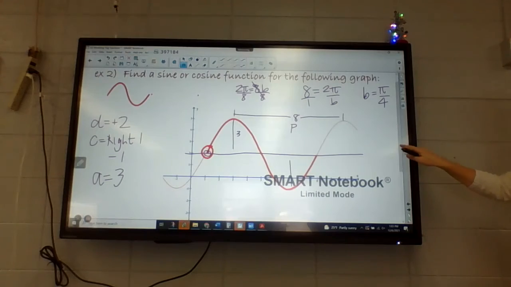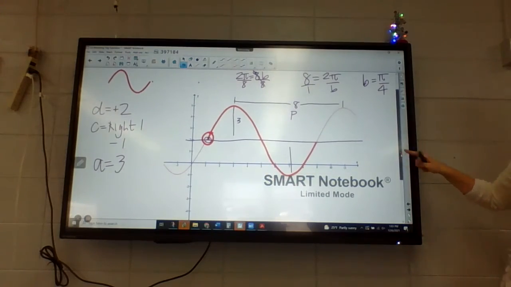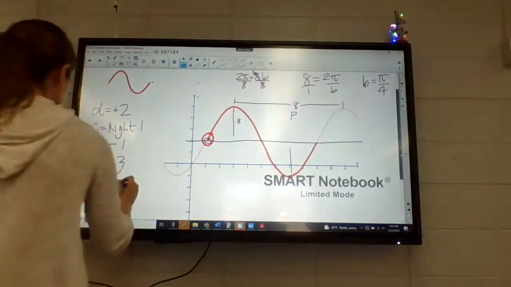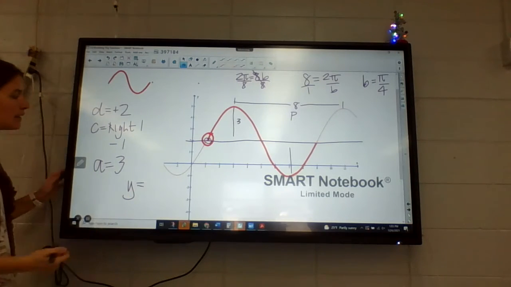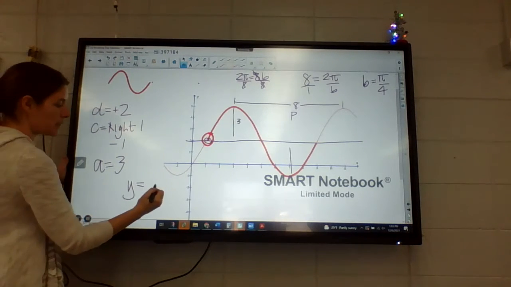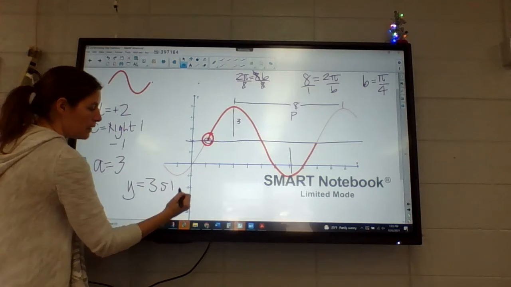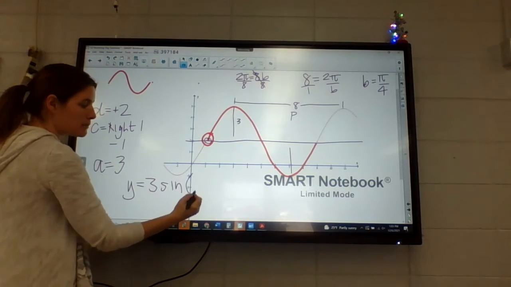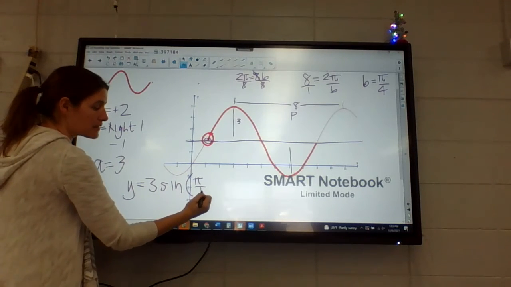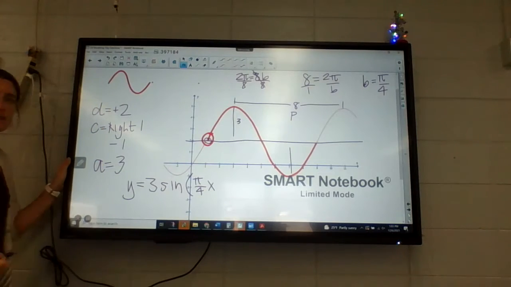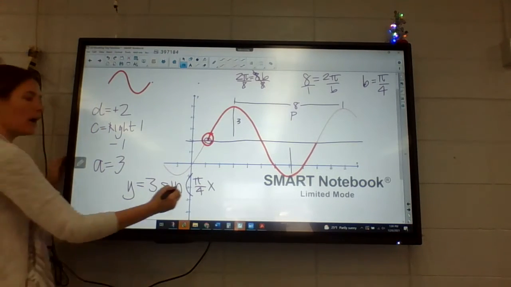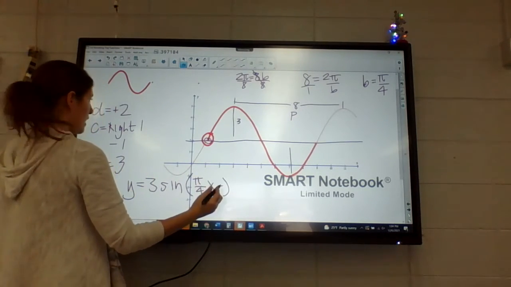So when I go to put this all together in my equation, again, if I'm using sine, the amplitude is 3. The B value has to get multiplied to the x. Don't forget the x. We move right 1 and then up 2.